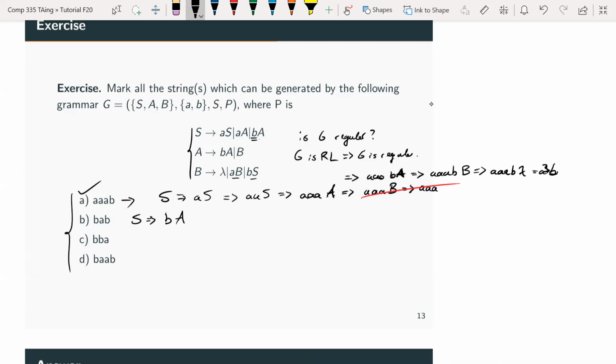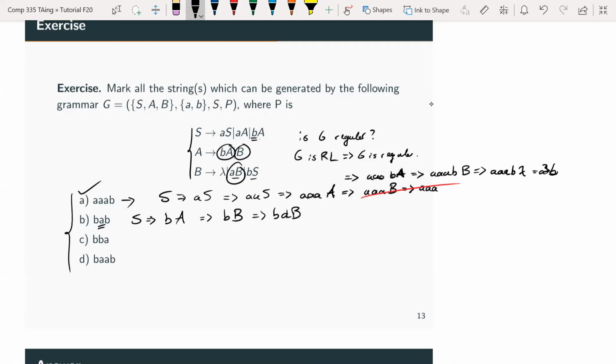Then, well, I don't want to use this one because then I would get another B. So what I need to do forcibly is go to B, capital B. Okay, and now what do I want? I want an A. So the only way to get an A is to use AB, so I'm going to replace B with AB.